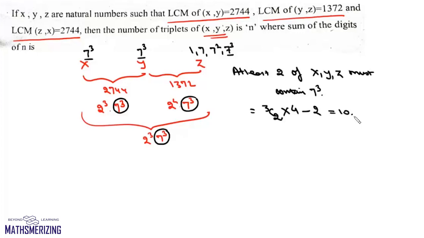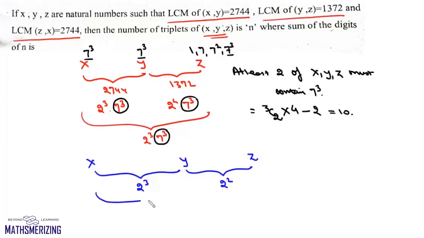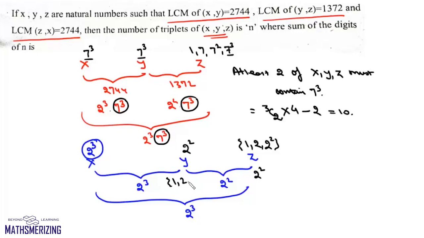Now we look at all the possible combinations of 2s. Now we have x, y, and z. LCM of xy contains 2 cube, LCM of yz is 2 square, and LCM of xz is also 2 cube. That means this x must contain 2 cube. Now out of y and z, one of them must contain 2 square. So suppose y contains 2 square, then z can be 1, 2 or 2 square, or z can contain 2 square and y can be 1, 2 or 2 square. Now this 2 square is present 2 times. So the total number of ways of distributing the power of 2 is 5. So the total number of ways in which we can choose these triplets of x, y and z will be simply 10 into 5, which is 50, and the sum of digits is simply 5.